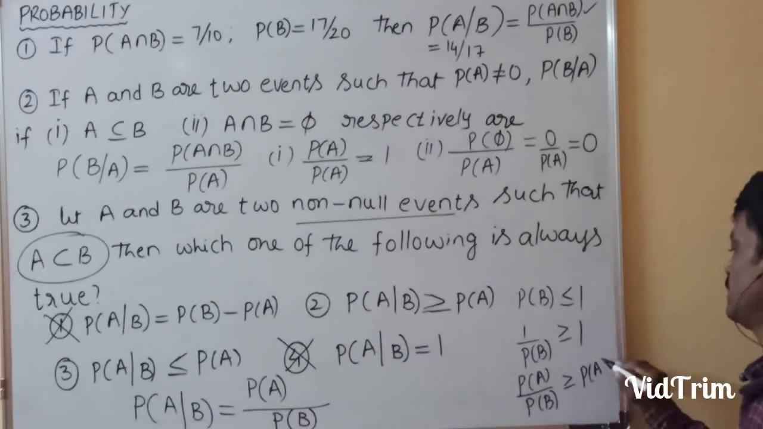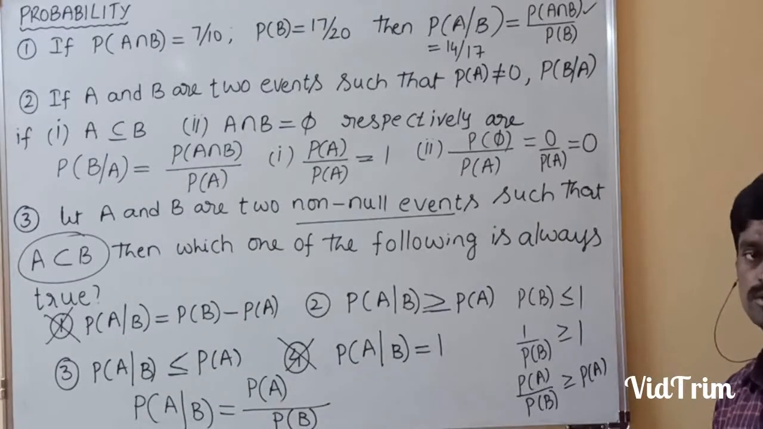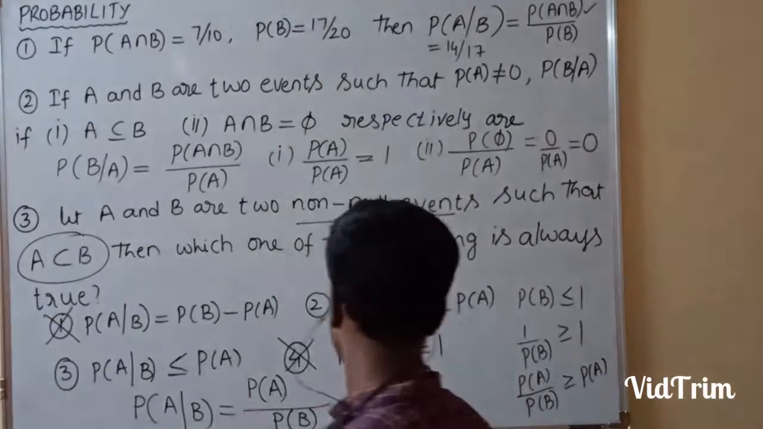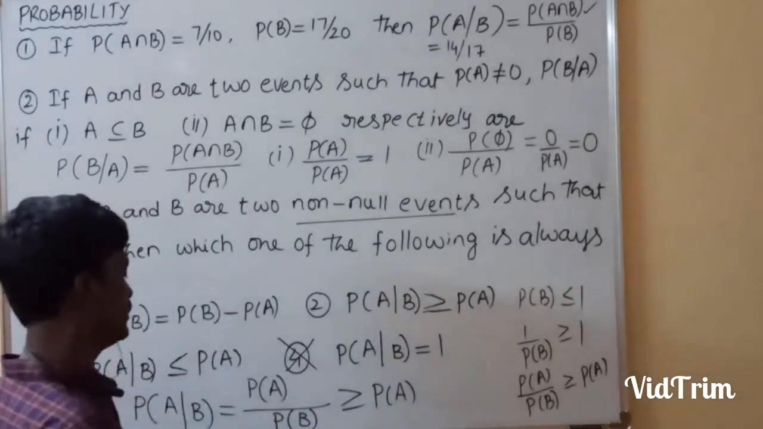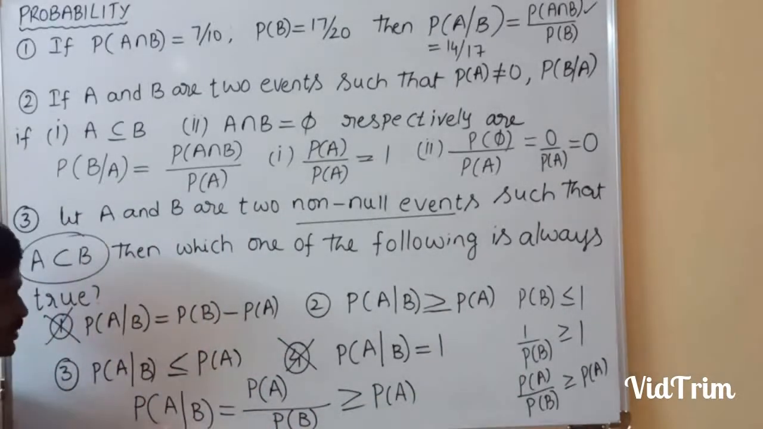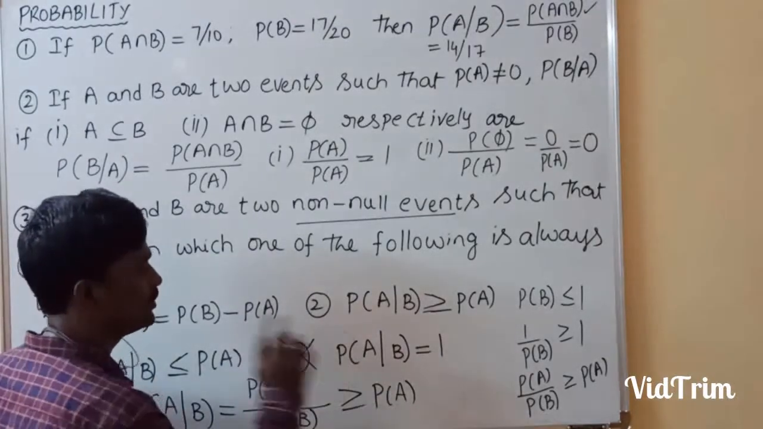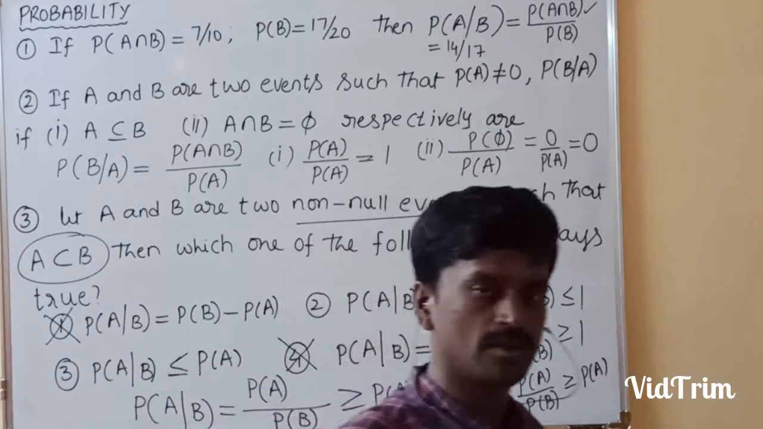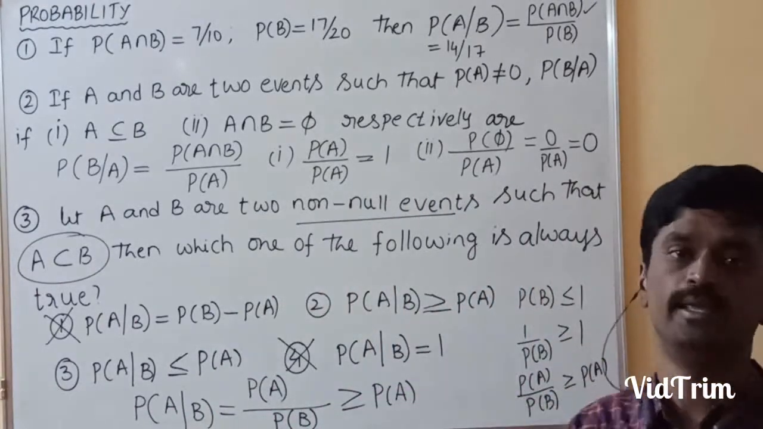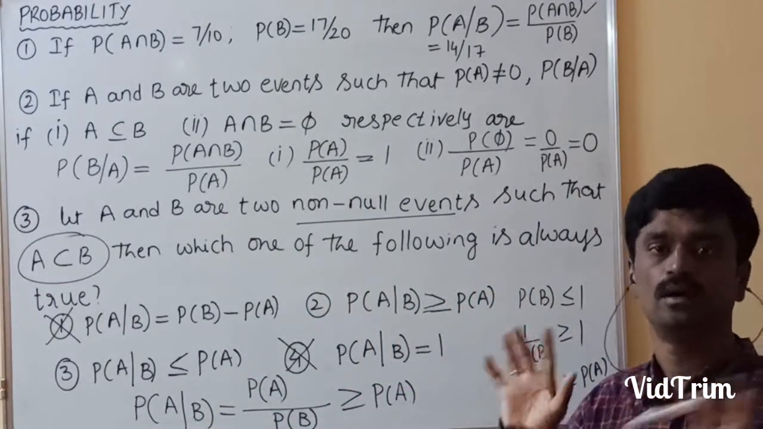P of A by P of B is greater than or equal to P of A. That means what I did? I multiplied with P of A on both sides. So thus this P of A by P of B is greater than or equal to P of A. So that means P of A by B is also greater than or equal to what? P of A. Probability of A by B is greater than or equal to probability of A. That was the answer.